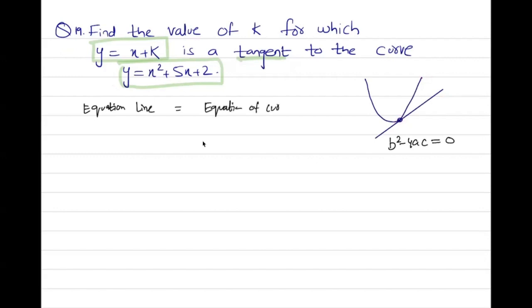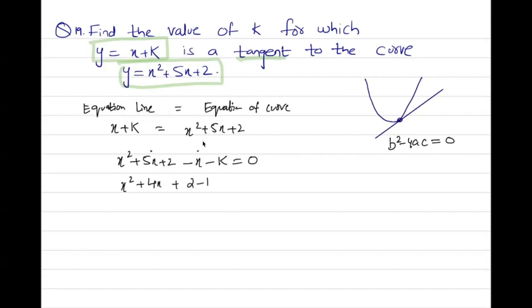Or, as to say, solve them simultaneously. So the equation of a line is x plus k. The equation of the curve is x squared plus 5x plus 2, isn't it? Then in the next step, you're going to rearrange the equation in quadratic form. So I can bring these terms to the other side. It's going to be x squared plus 5x plus 2 minus x minus k equals 0. You rearrange the terms, x squared plus 5x minus x is plus 4x plus 2 minus k equals 0. Are you with me till here?